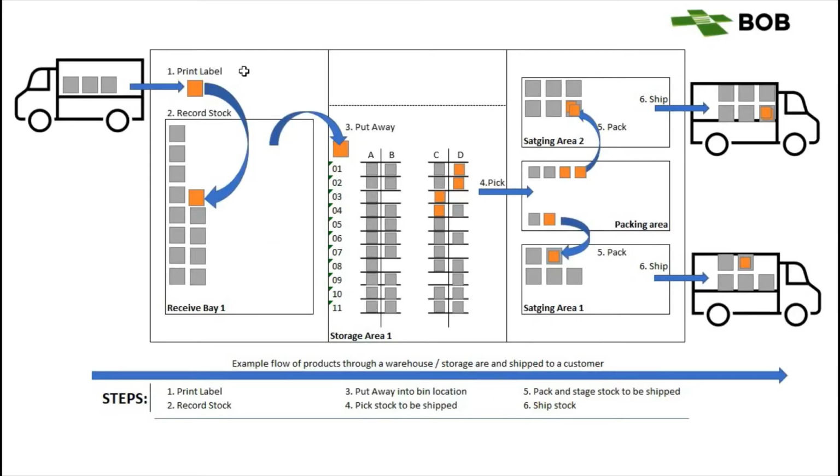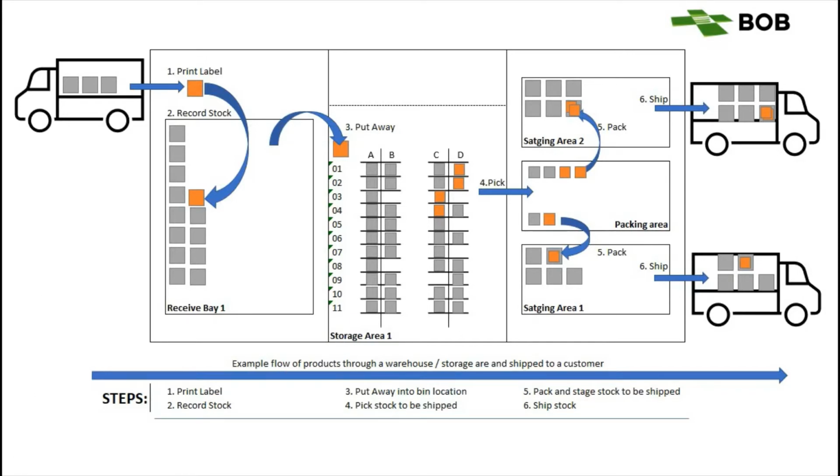We can have a look at it here again. The first step is to print the label and then record the stock. Once the stock has been recorded, we'll put it away into our warehouse, into different locations, bin locations. And then from there the stock can be picked into the packing area, placed into boxes, and then from there we can ensure that we're shipping the correct boxes to the correct customer.